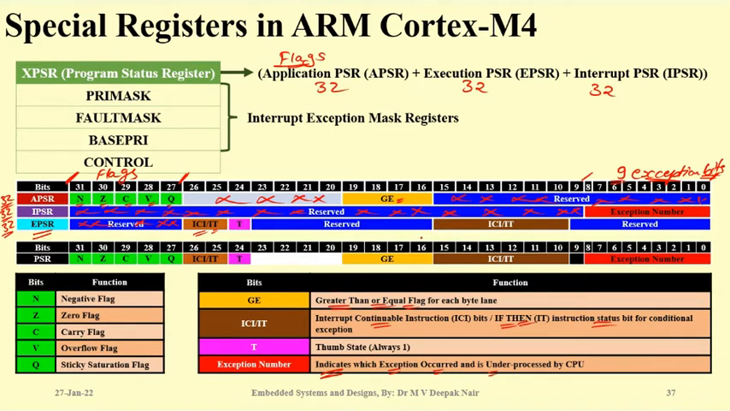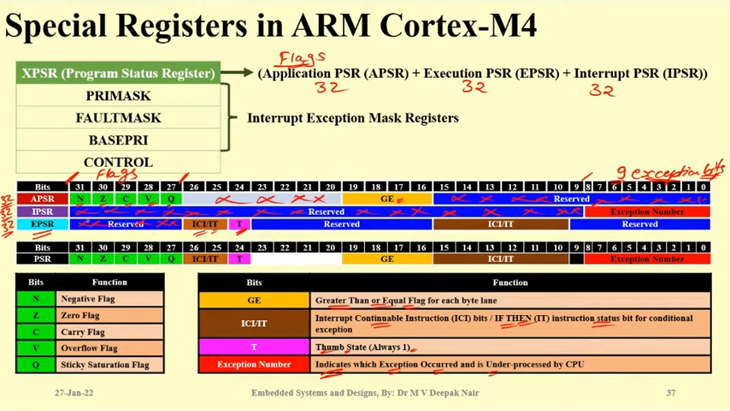Lastly, the 24th bit is your thumb state. It is always 1, because it is running both 32-bit and 16-bit programs. So these are the main functions of these 3 registers.